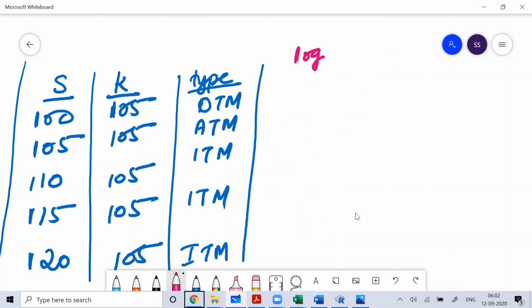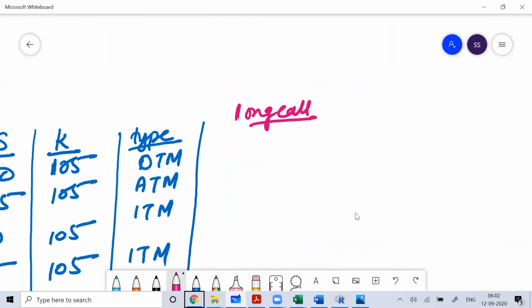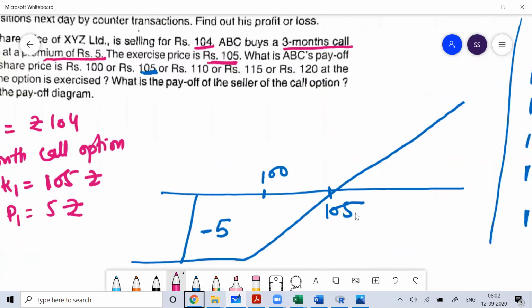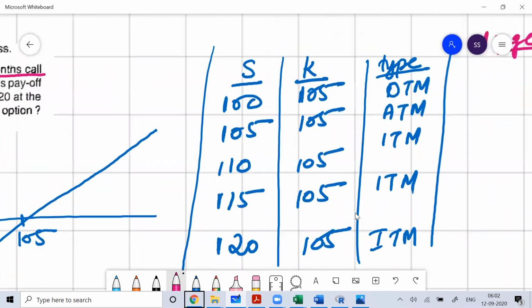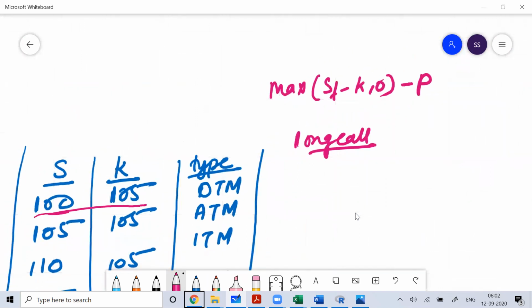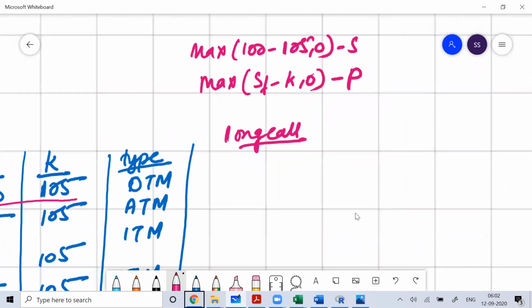For the long call, we use the same formula: the maximum of S minus K comma 0, minus P, the premium. The premium is 5 rupees, you know that. Every time I'll do this calculation. So for the first one, I'll write the maximum of 100 minus 105 comma 0, minus 5 rupees, where 5 rupees is the premium.